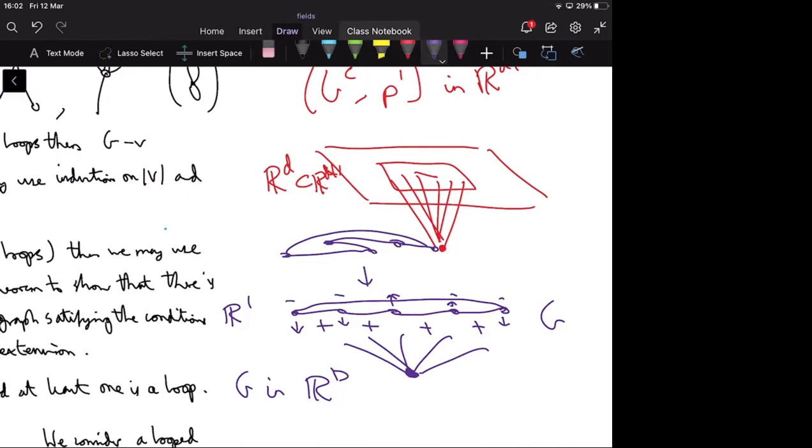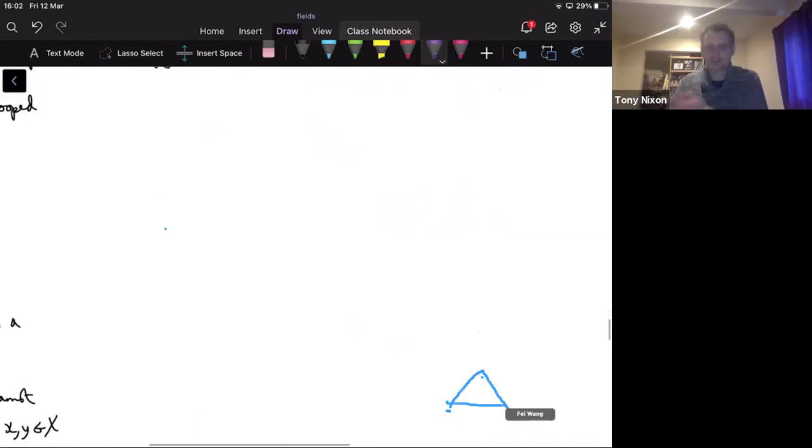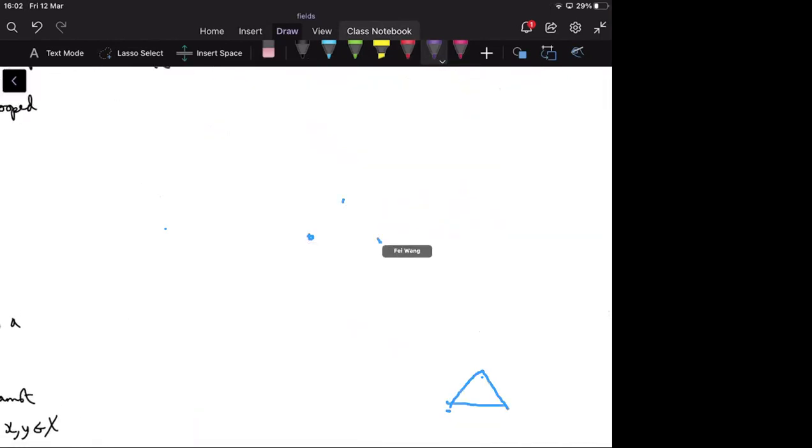Yeah, so I'll draw on the screen. Yeah. So let me give you some space. Yeah, so I have three points. All right, so if I add a new point like this, so three edges.